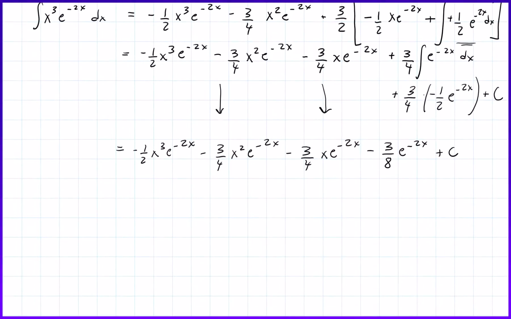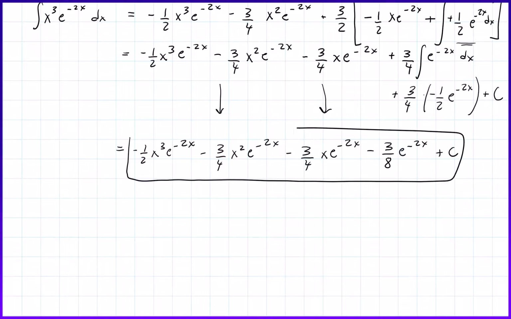And if we really wanted to clean it up, we could pull out a common factor of e to the negative 2x, and even a 1/8 if we really wanted to. I'm going to leave it as is. We could definitely simplify a little bit if we wanted to, but I want to talk about this, a nice one to illustrate a technique called tabular integration by parts.